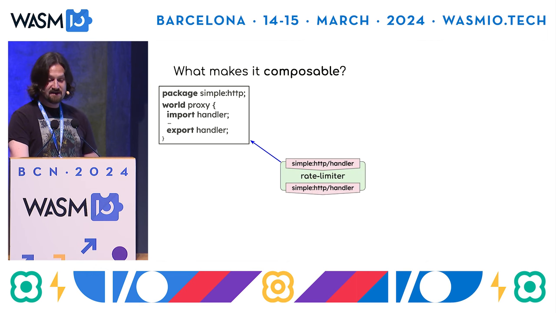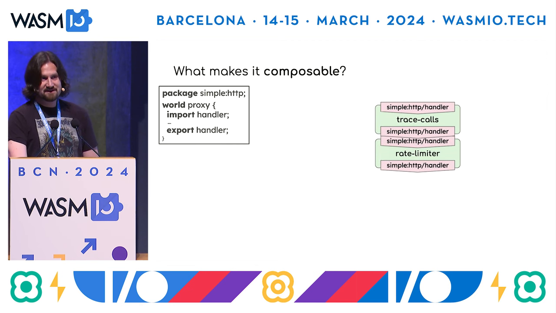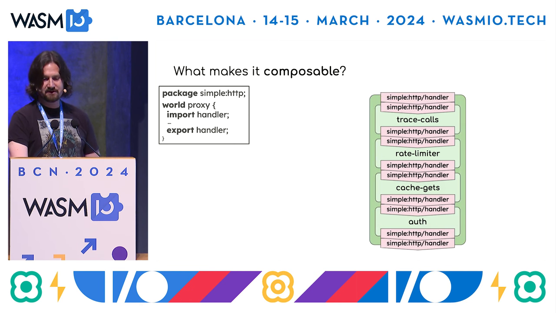What that means is if I have a proxy component, say, that implements rate limiting, and another proxy component that does call tracing, I can just simply link them together because it's the same interface on both sides. I can keep going, linking in a component that, say, caches HTTP gets or does authentication. And when I compose all these, I get a compound parent component, which still targets that proxy world, so I can keep going, linking more and more.